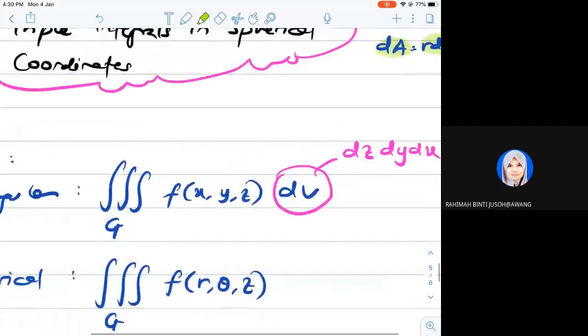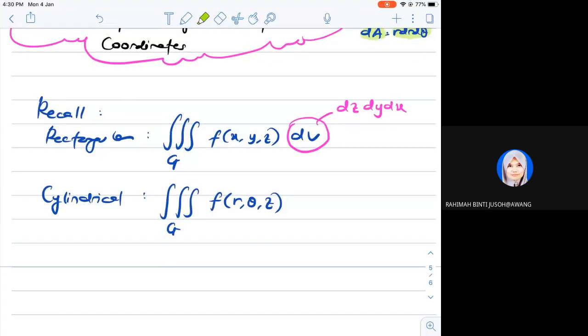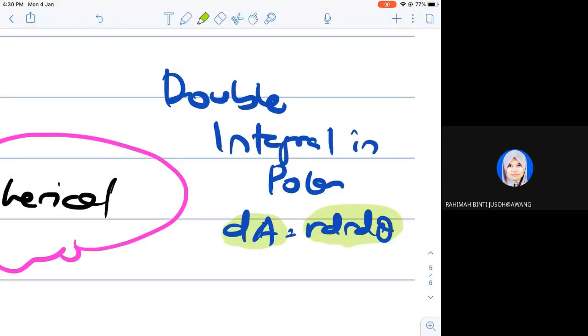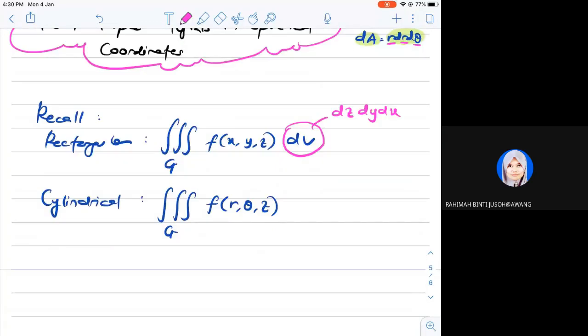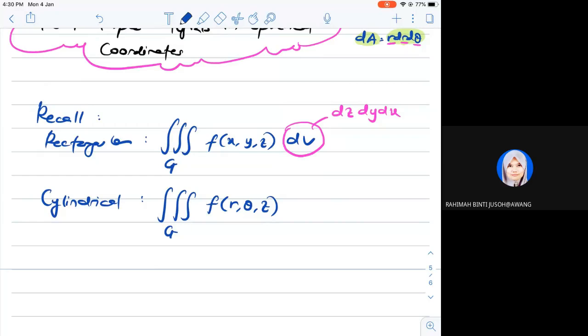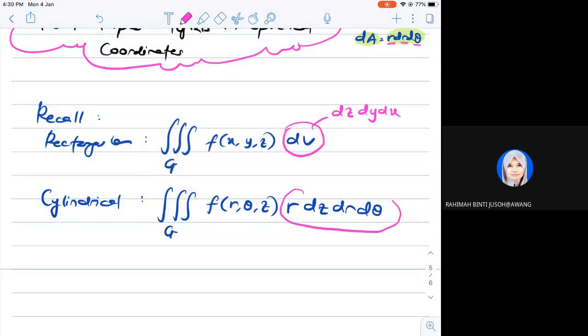Now in cylindrical, cylindrical means 3D, so triple integrals. Earlier, for the double integral, we had three terms: dr, dr, d theta. In cylindrical, we will have four terms, which are r dz dr d theta. So we have four terms here.